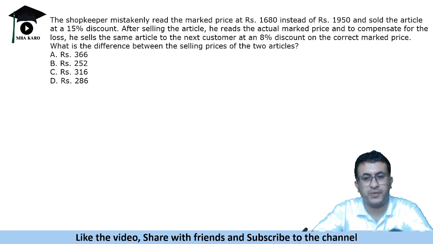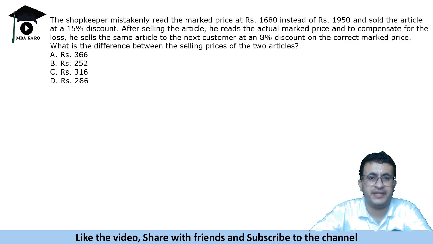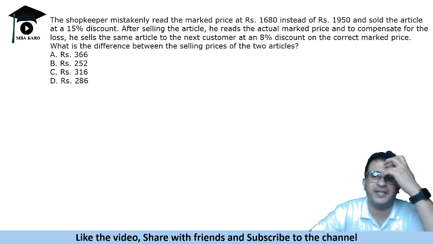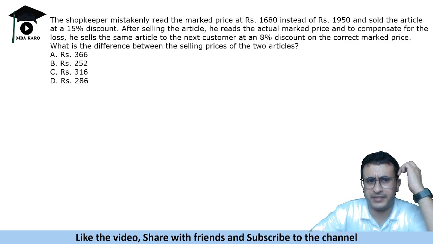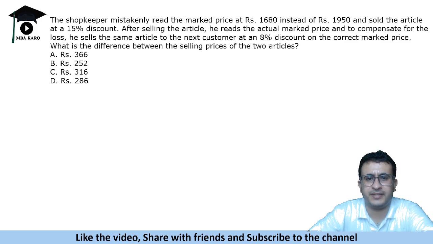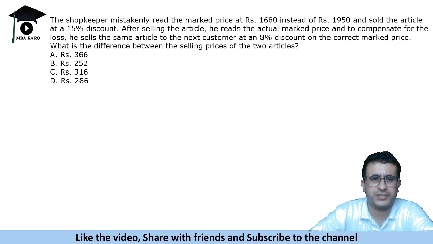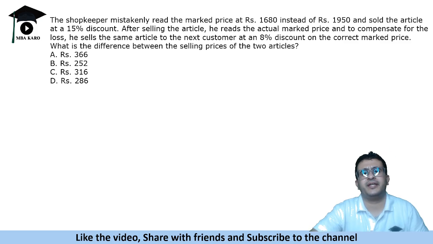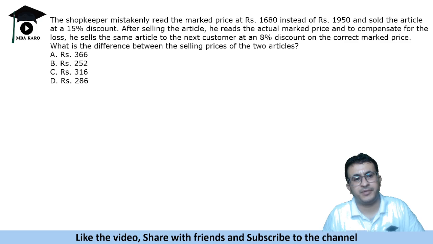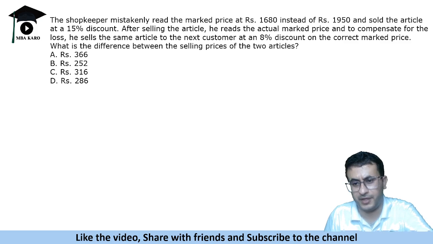Okay, here's the next question. It says that the shopkeeper mistakenly read the mark price at 1680 instead of 1950 and sold the article at a 15% discount. After selling the article, he reads the actual mark price, and to compensate for the loss, he sells the same article to the next customer at an 8% discount on the correct mark price. What is the difference between the selling prices of the two articles?